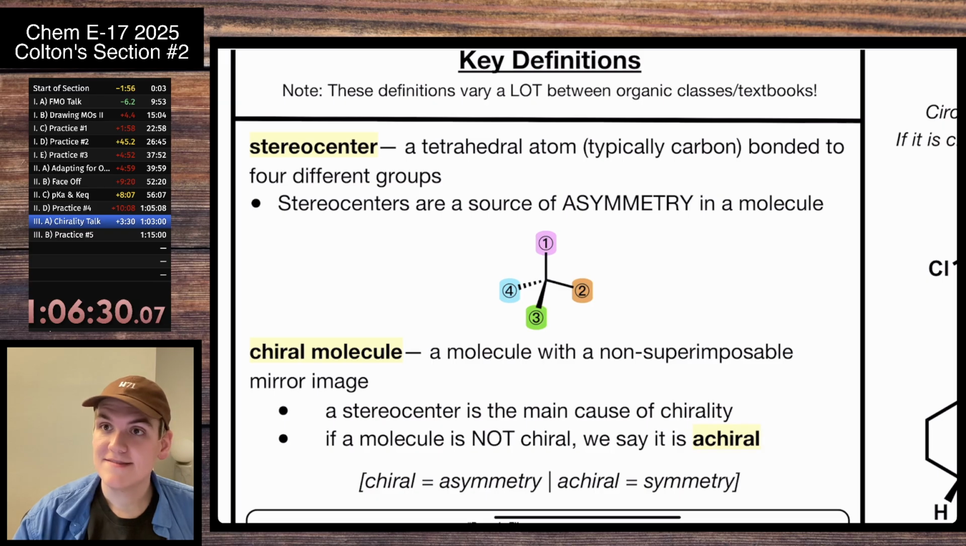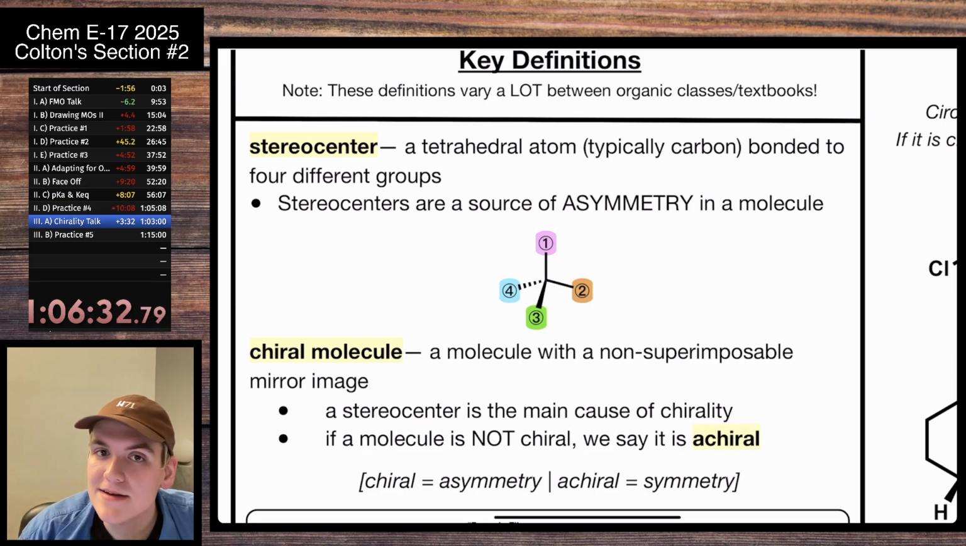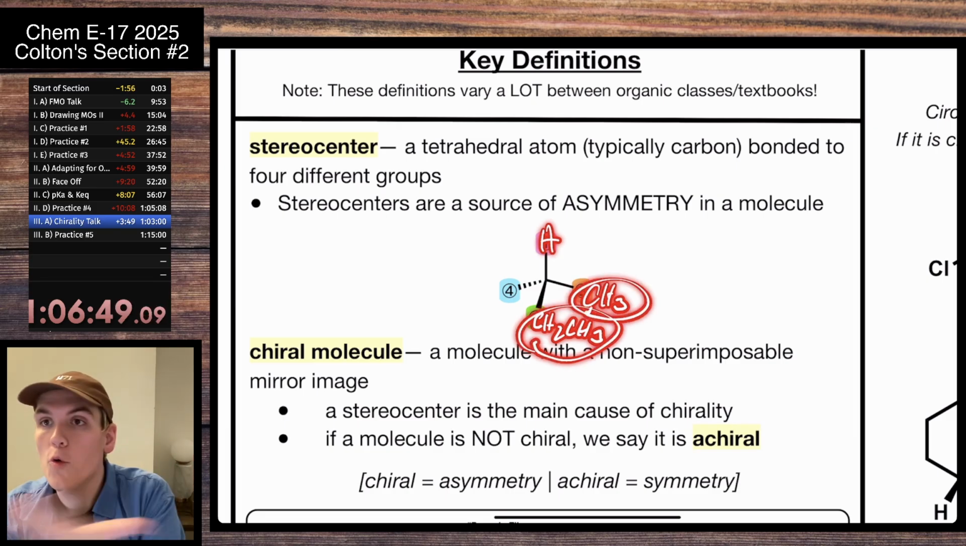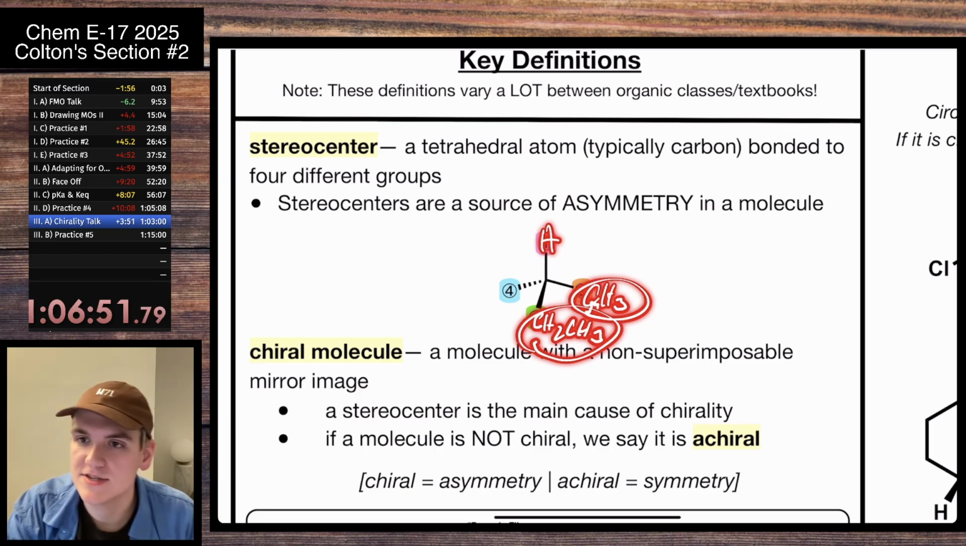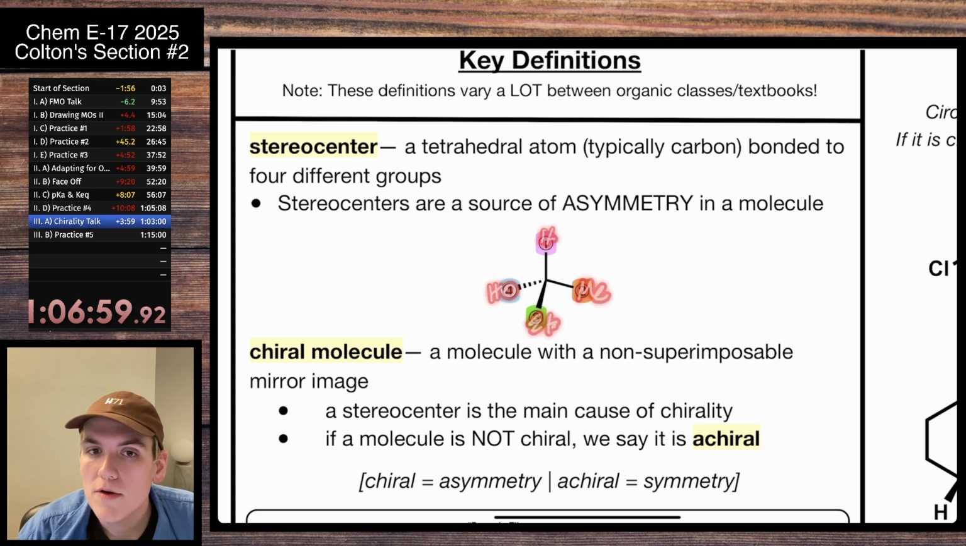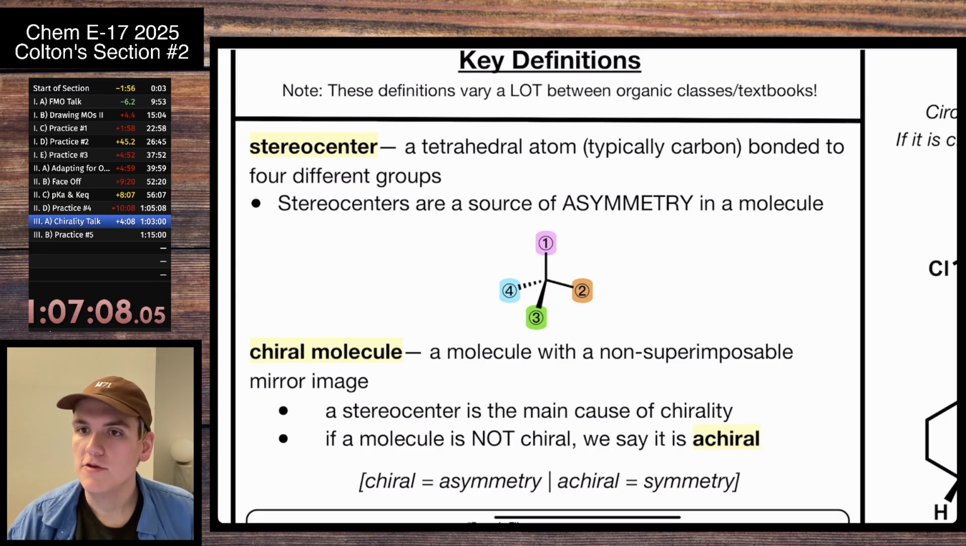For the purposes of our class, a stereocenter is a tetrahedral atom, an sp3 hybridized atom, typically a carbon, that is bonded to 4 different things. For example, one could be hydrogen, one could be CH3, one could be a CH2CH3. This whole thing is different than that whole thing. It's about the wholeness of them, not just carbon versus another atom. And then the 4th thing could be an OH. So this would be a methyl, this would be an ethyl. 4 different things. When we have a stereocenter with this tetrahedral geometry, with 4 different things attached to it, it's a source of asymmetry in our molecule.